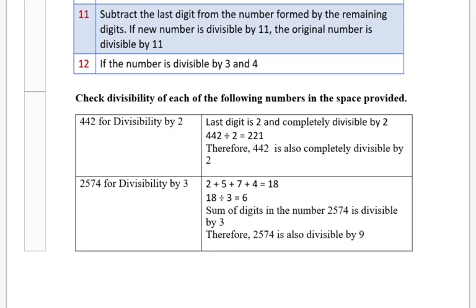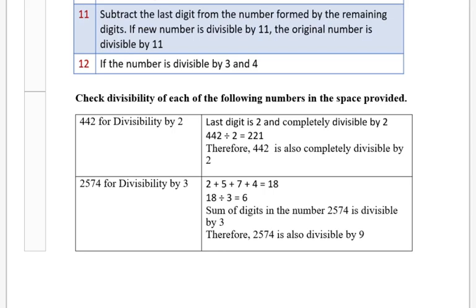The sum of the digits in the number 2574 is divisible by 3, because as I already discussed, if the sum of the digits is completely divisible by 3, then the number is too. Therefore 2574 is also divisible by 3, not by 9. This is our 3. Okay.